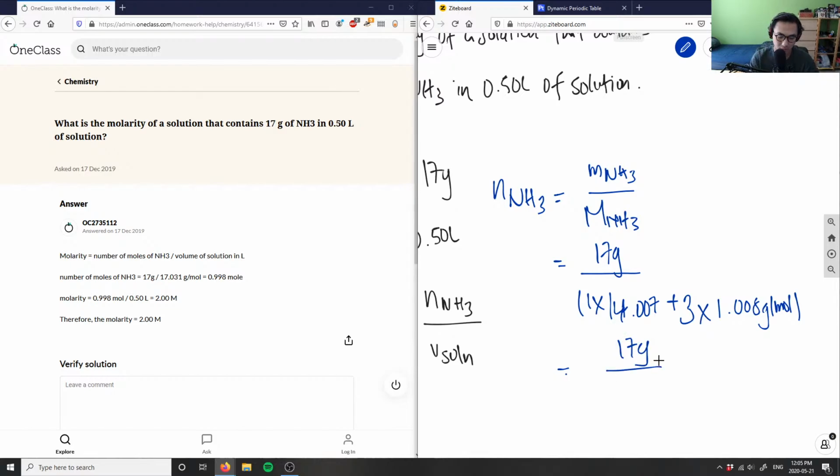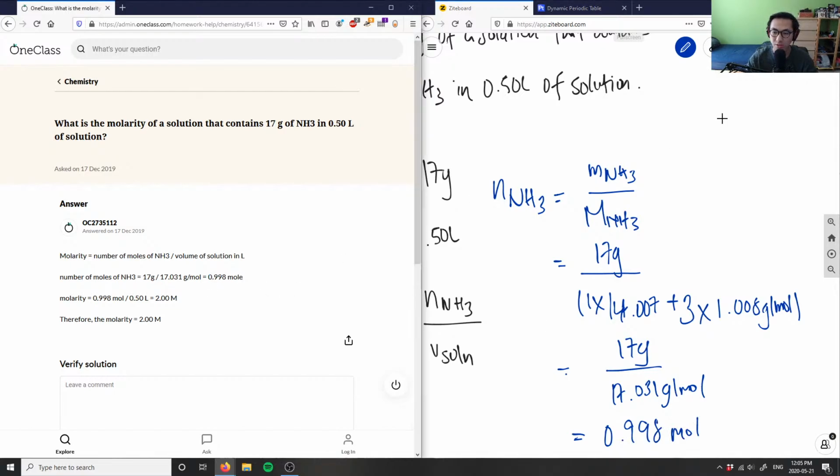So I have 1 times 14.007 plus 3 times 1.008, which will get me a value of 17.031 grams per mole. And then I can simply divide 17 by that answer, which will give me the number of moles, which is 0.998 moles. And that's actually the solution that they got here, which is great.